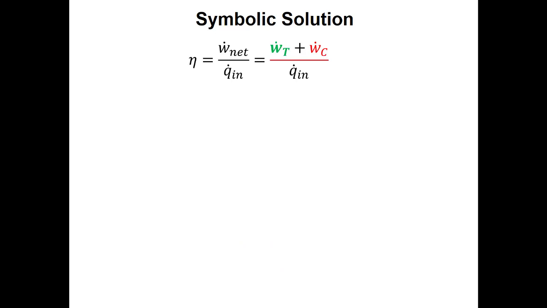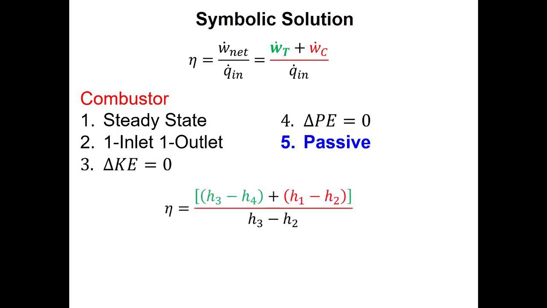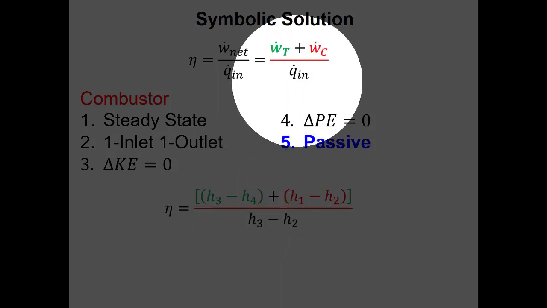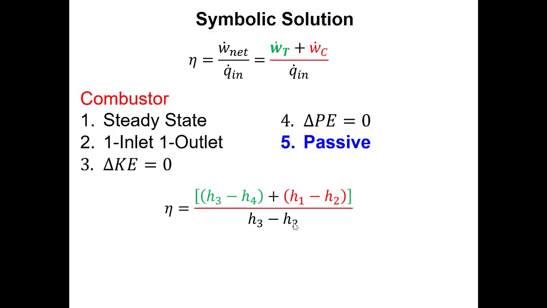The symbolic solution for the second part here is going to be this net power, which I've already found, divided by the heat rate into the system, right? Which happens in the combustor. So for the combustor, I'm going to say that it's steady state, one inlet, one outlet. I'm going to neglect kinetic and potential energy, but here it's passive. So I'm finding Q dot in, which is big Q dot divided by M dot. This is going to be H out minus H in, or H3 minus H2.